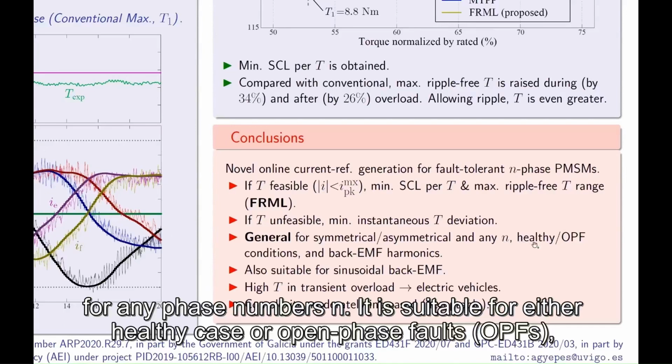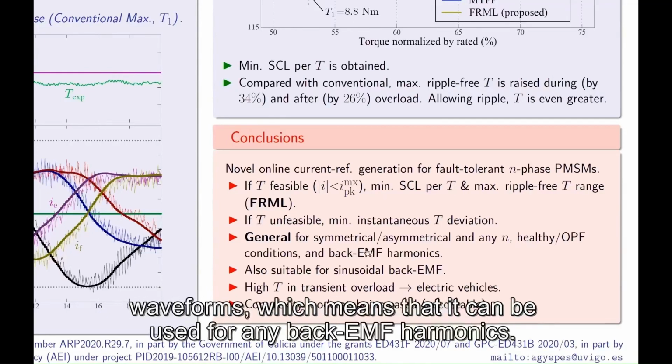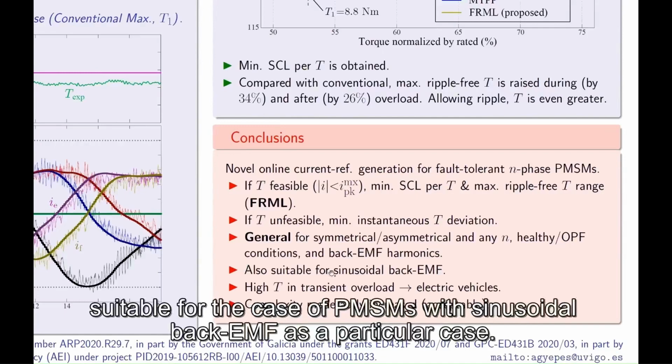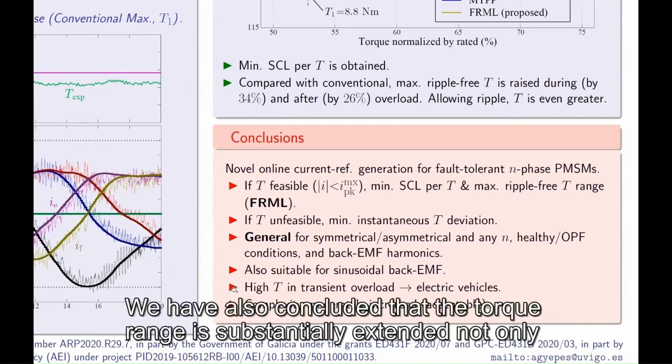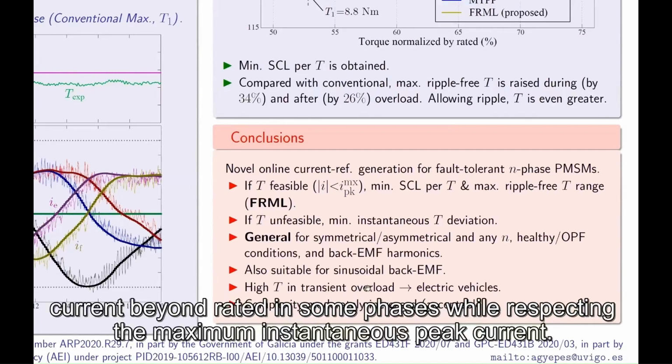It is suitable for either the healthy case or open phase fault with faults in any of the phases. It is also suitable for any kind of back-EMF waveforms, which means that it can be used for any back-EMF harmonics. And as a particular case, because of this generality, it is also suitable for PMSMs with sinusoidal back-EMF. We have also concluded that the torque range is substantially extended, not only during steady state, but also during transient overload, by increasing the RMS current beyond rated in some phases while respecting the maximum instantaneous peak current.